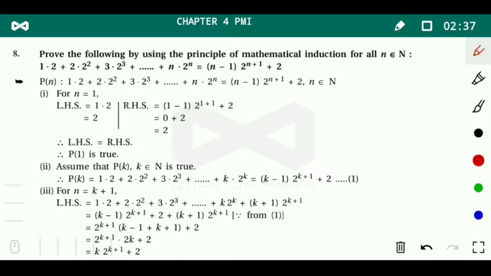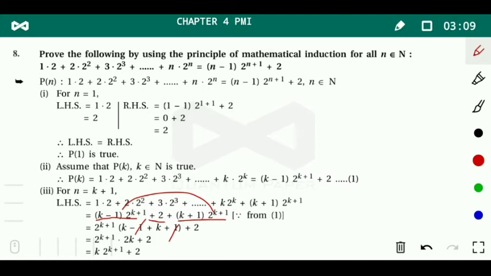Now observe that this is the first term, this is the second term, and this is the last term. So we have to take 2 raised to k plus 1 common from the first and last term. So it gives 2 raised to k plus 1, (k minus 1) plus (k plus 1) remain, and plus 2 as it is. Here minus 1 plus 1 cancel out, so it will be 2k. So 2 raised to k plus 1 into 2k, plus 2.